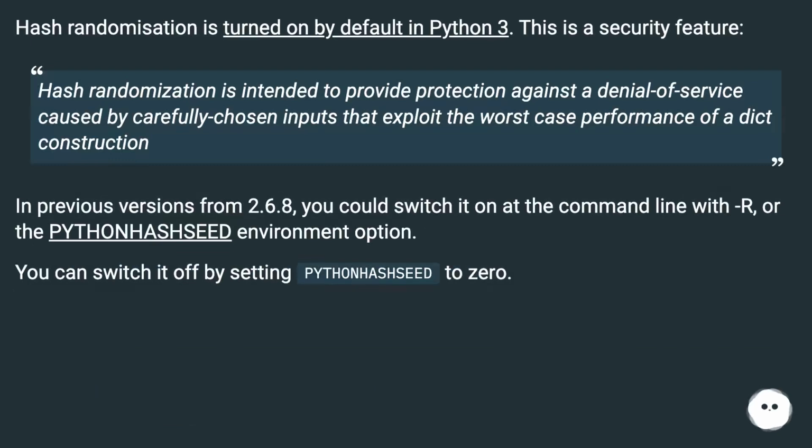Hash randomization is turned on by default in Python 3. This is a security feature. Hash randomization is intended to provide protection against a denial of service caused by carefully chosen inputs that exploit the worst-case performance of a dict construction. In previous versions from 2.6.8, you could switch it on at the command line with -R or the PYTHONHASHSEED environment option. You can switch it off by setting PYTHONHASHSEED to 0.